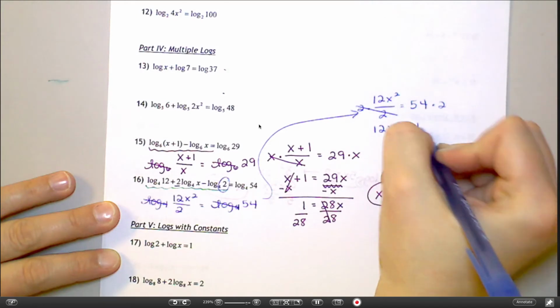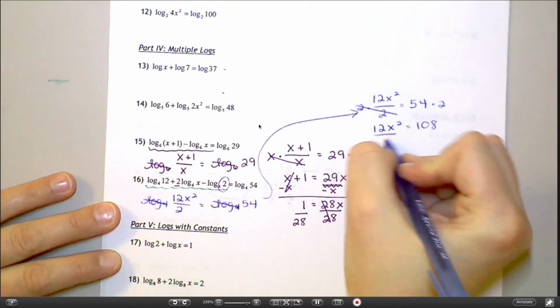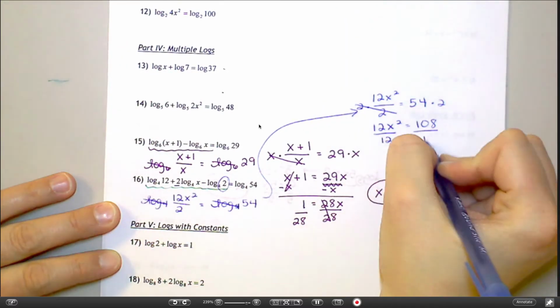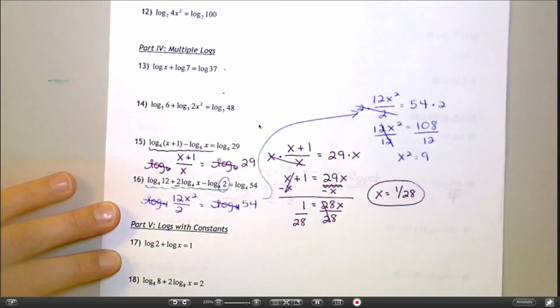So 12x squared would equal 108. What would you like to do from here? Yep. Divide by 12. So x squared equals 9. And then what?